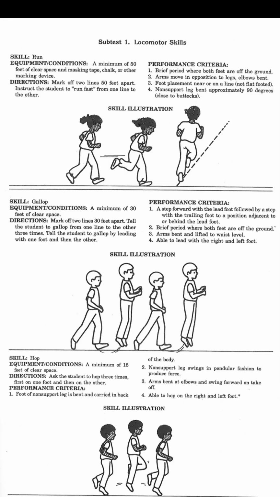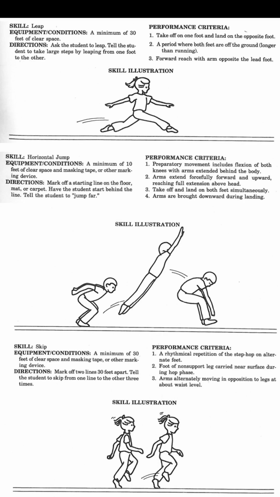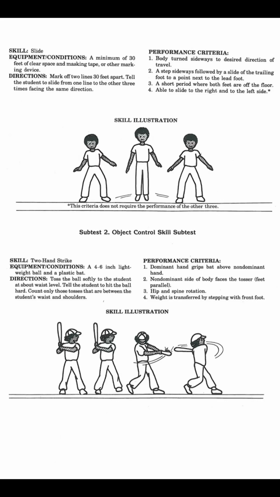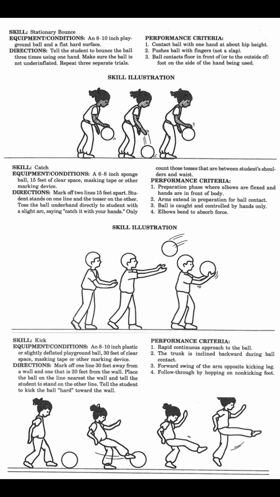Now, here you have a graphic representation of each of the subtests. For the first one, locomotor skill, they have the equipment conditions that you need, the directions that you have to follow, and the performance criteria that you have to see on the child when he's performing the test.